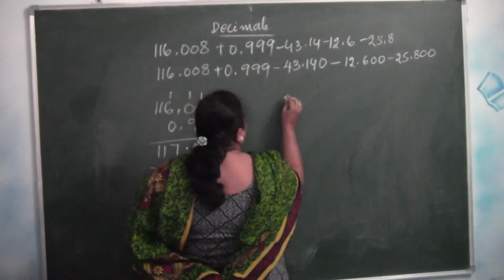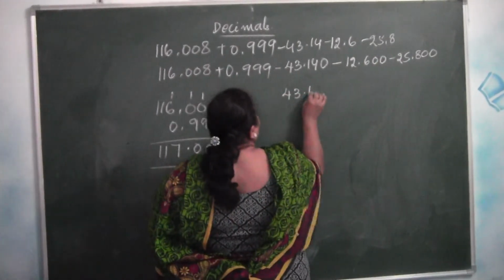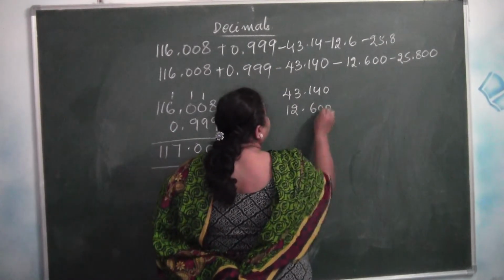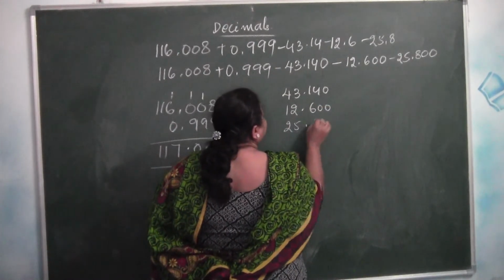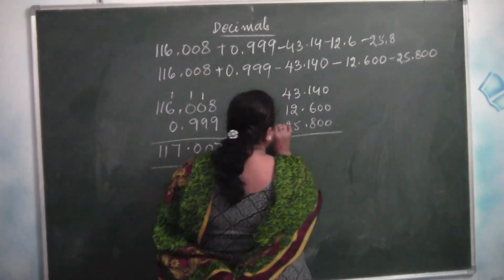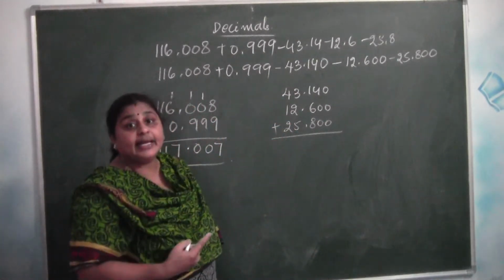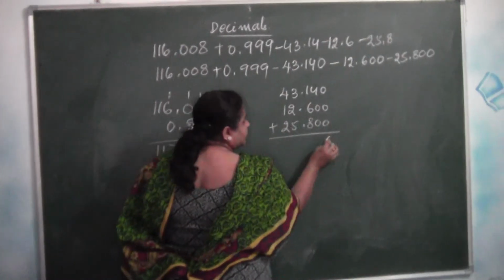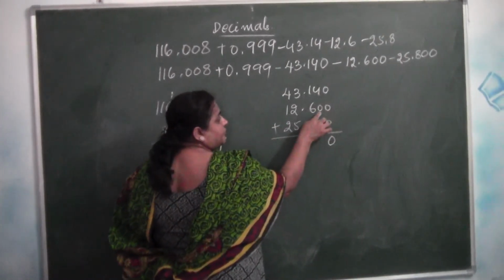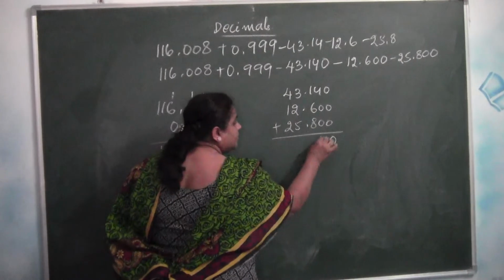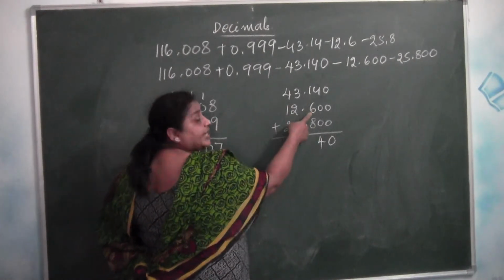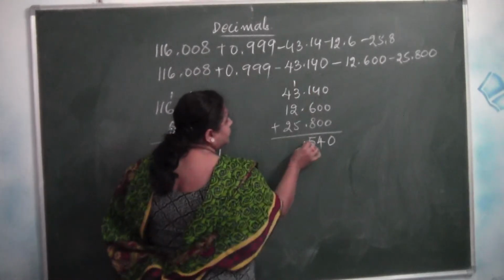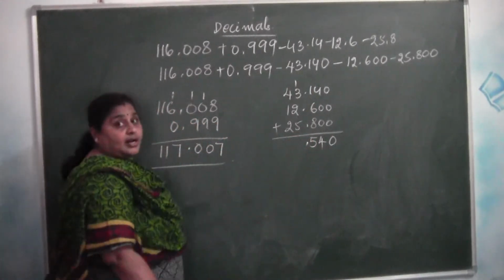Then next, 43.140, 12.600, 25.800. Now we are going to add all these 3 decimal numbers. 0 plus 0, 0. 0 plus 0, 0. 4 plus 0, 4. Again 4 plus 0, 4. 1 plus 6, 7. 7 plus 8, 15. Carry over. And a point is the decimal.